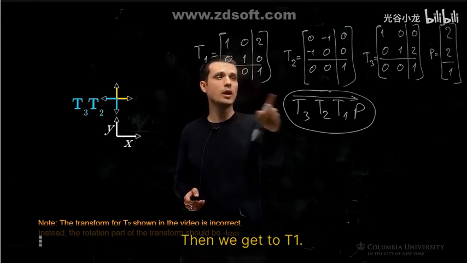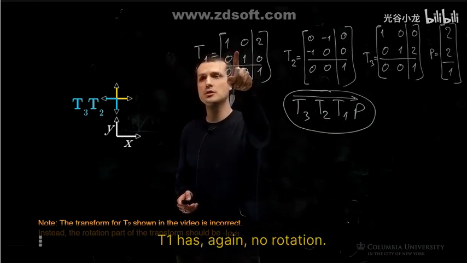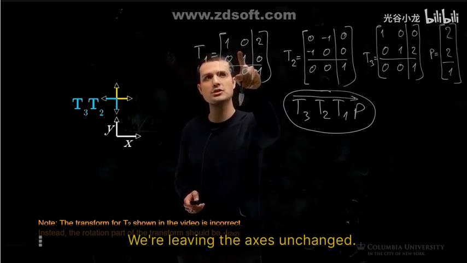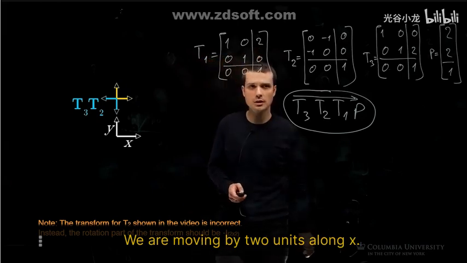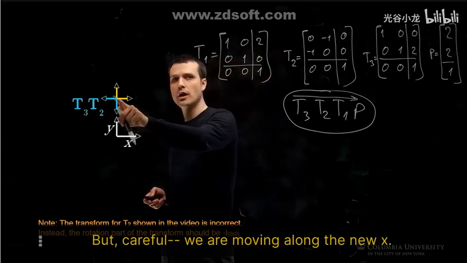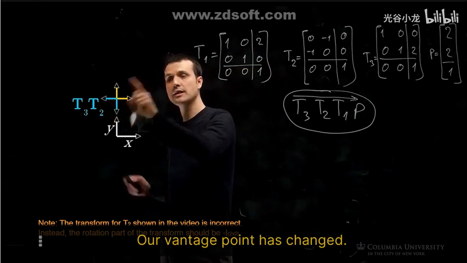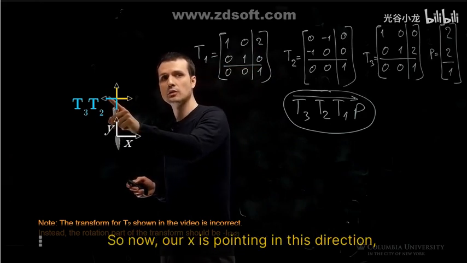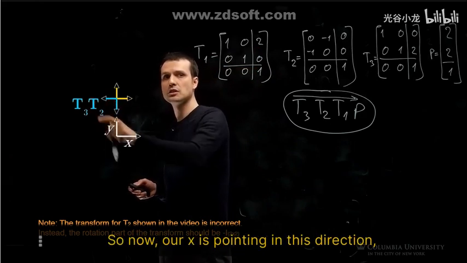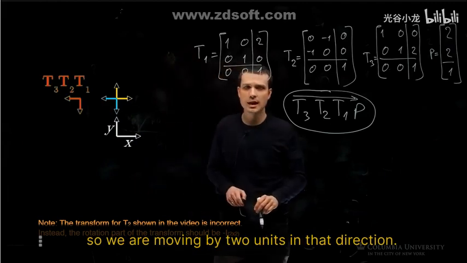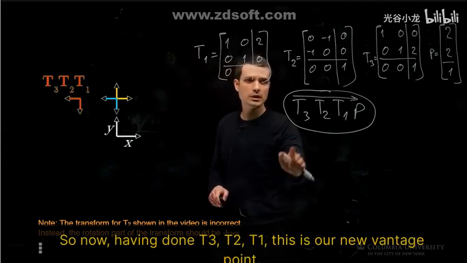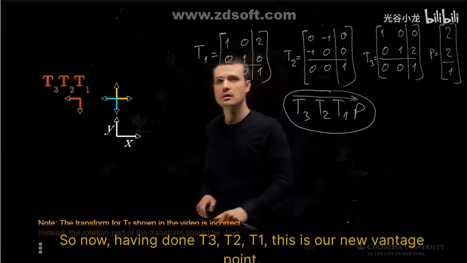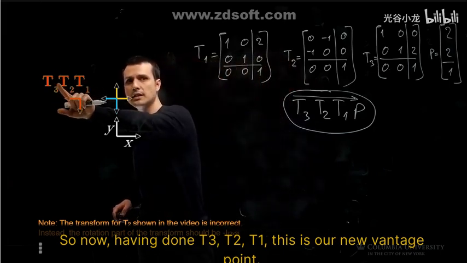Then we get to T1. Okay, T1 has, again, no rotation. We're leaving the axes unchanged. We are moving by 2 units along x, but careful. We are moving along the new x. Our vantage point has changed, right? So now our x is pointing in this direction, so we are moving by 2 units in that direction. So now, having done T3, T2, T1, this is our new vantage point.